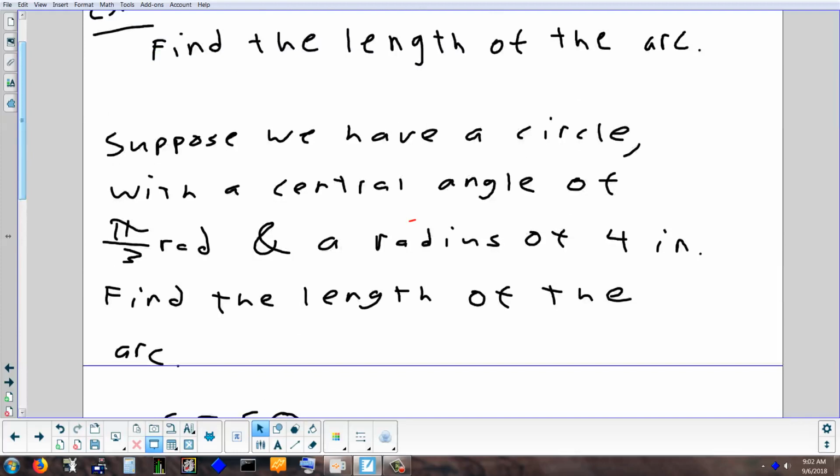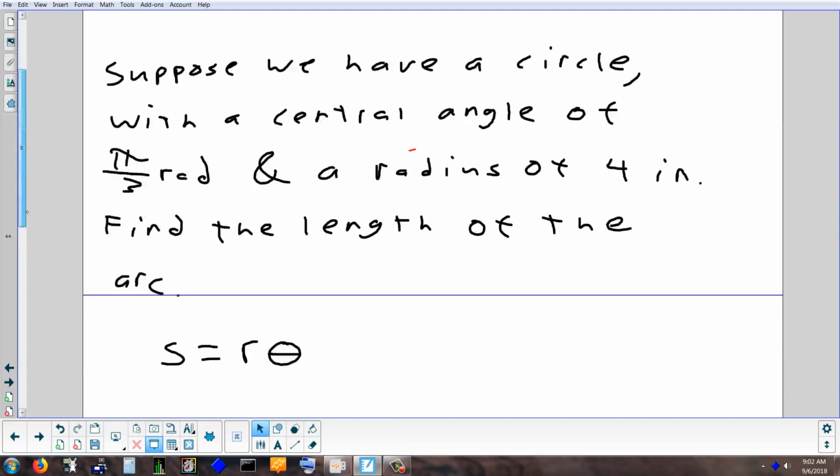Okay, so first thing you got to do is figure out, what's the formula that I use? Because by the end of today, you're going to have 2 formulas. One for arc length, which we just did, and then I'm going to give you a second one. This is a problem about arc length, because it says find the arc length. So first thing I would do is write down the formula. Next, I'm going to fill in everything that I'm given. And you'll always be given 2 out of the 3.